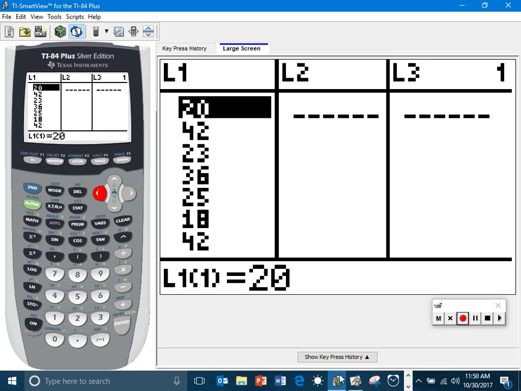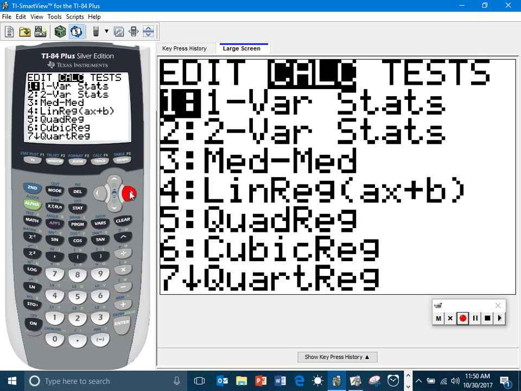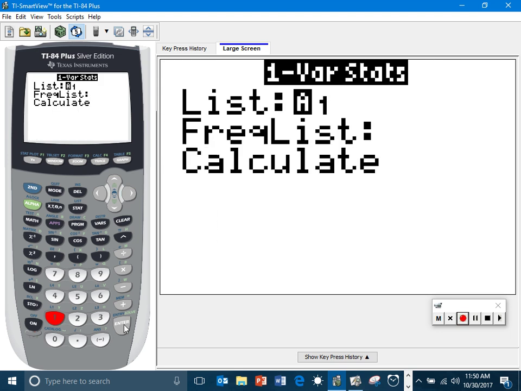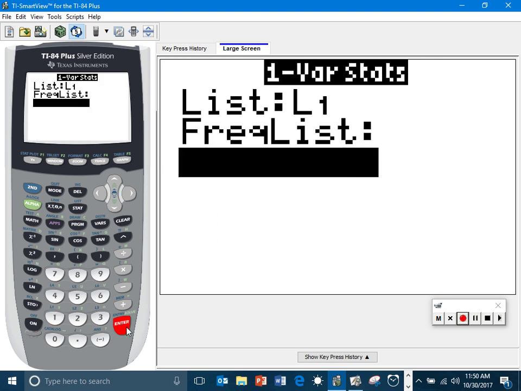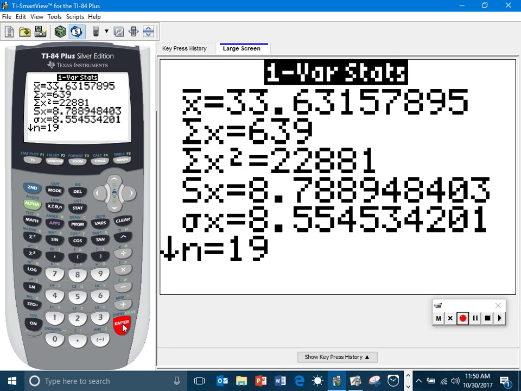So we've got our numbers in. Here we go. So we're going to go Stat, right arrow to calculate, pick number 1. If you have an old calculator, you just have to hit enter once. If you've got a new calculator, you will have to hit enter 3 times.